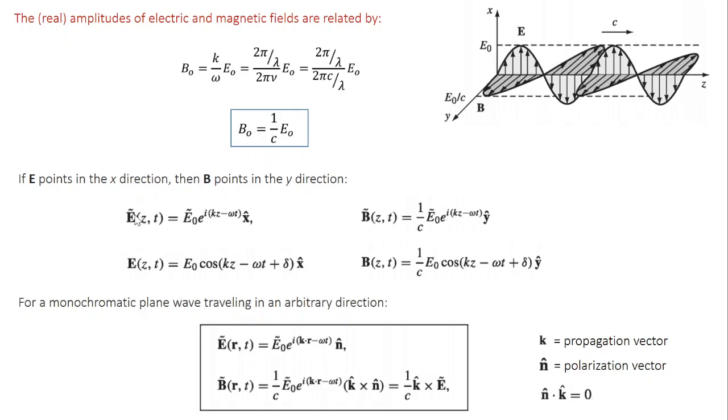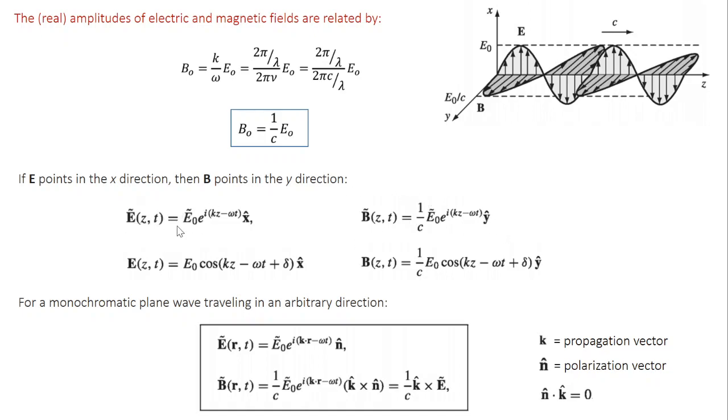So using the complex notation, now you can write for a wave traveling along the plus z direction, the electric field is given by E complex z equal to E naught complex e to the power i (kz minus omega t) x cap. Similarly, the magnetic field is given by 1 over c E naught, this is the amplitude, into e to the power i (kz minus omega t) y cap.